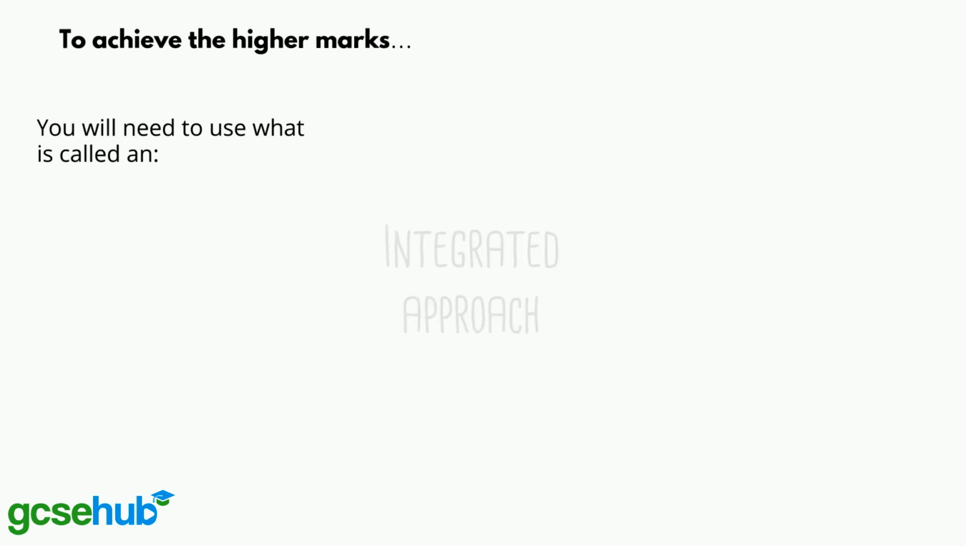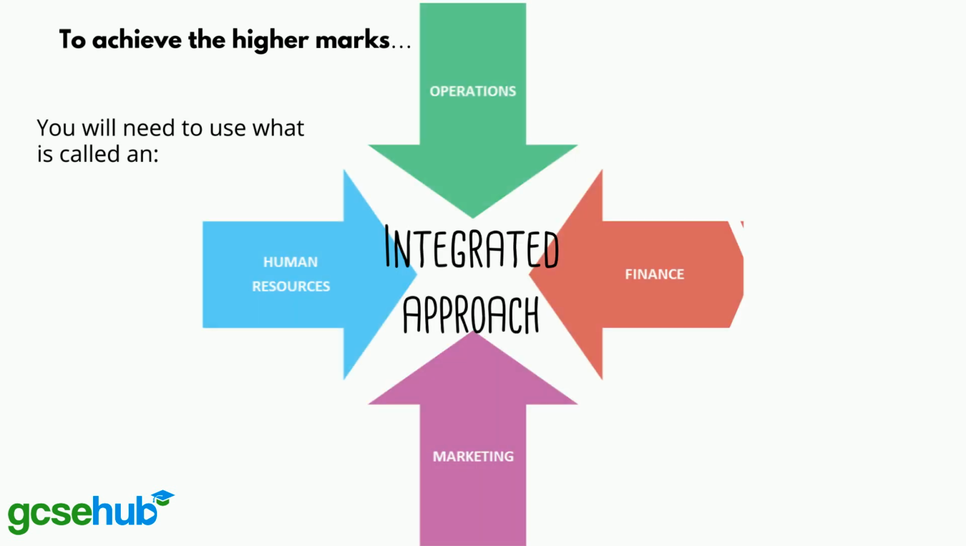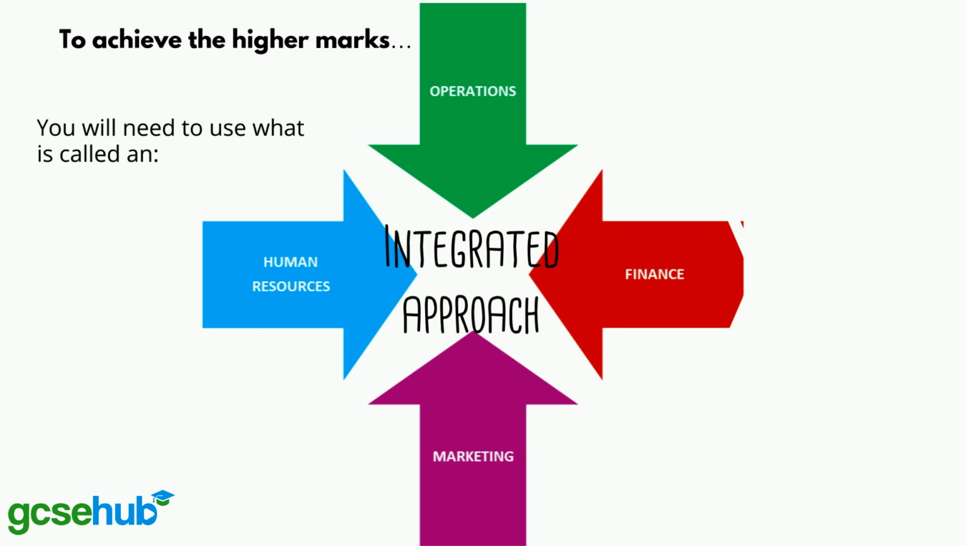Now, some people might be asking, how do I get the higher marks to achieve the 8 and the 9 grade? Well, you need to use what's called an integrated approach. This is where you bring in all 4 units, or your knowledge, and you apply it from all 4 units studied, which are operations, finance, marketing, and HR.